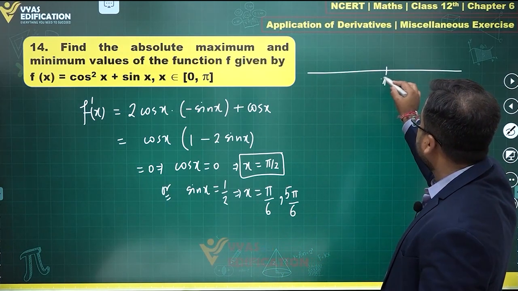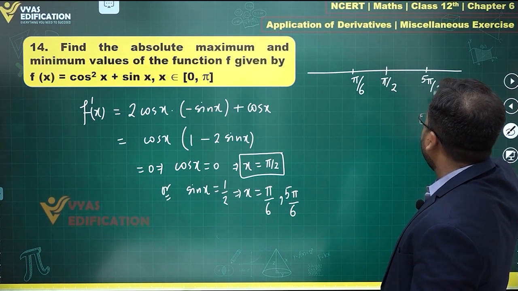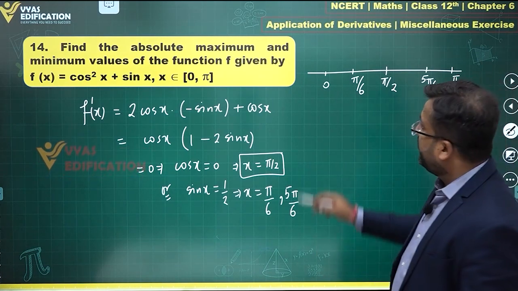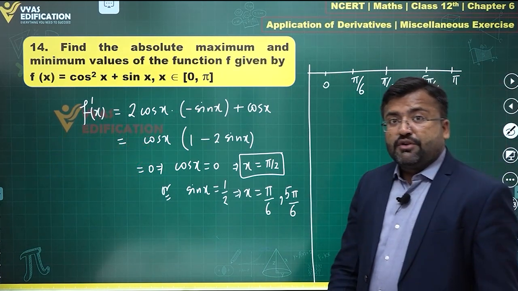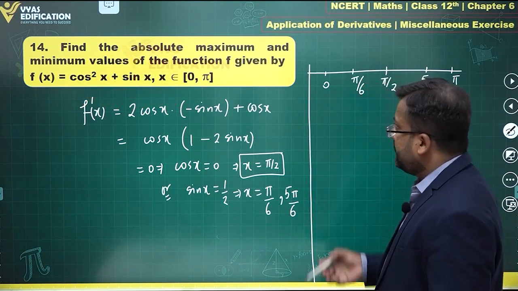Yes, I have pi by 2, I have pi by 6, I have 5 pi by 6 as well, and obviously the end points 0 and pi are also important over here, right? And these critical points are important because the absolute maximum and absolute minimum values will occur at these points only. So let's find the values.